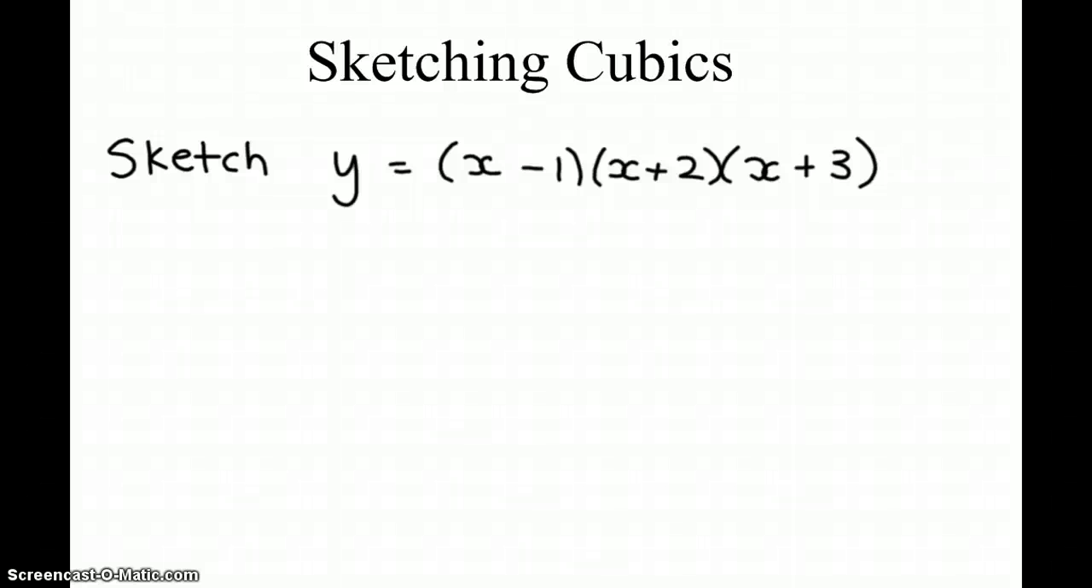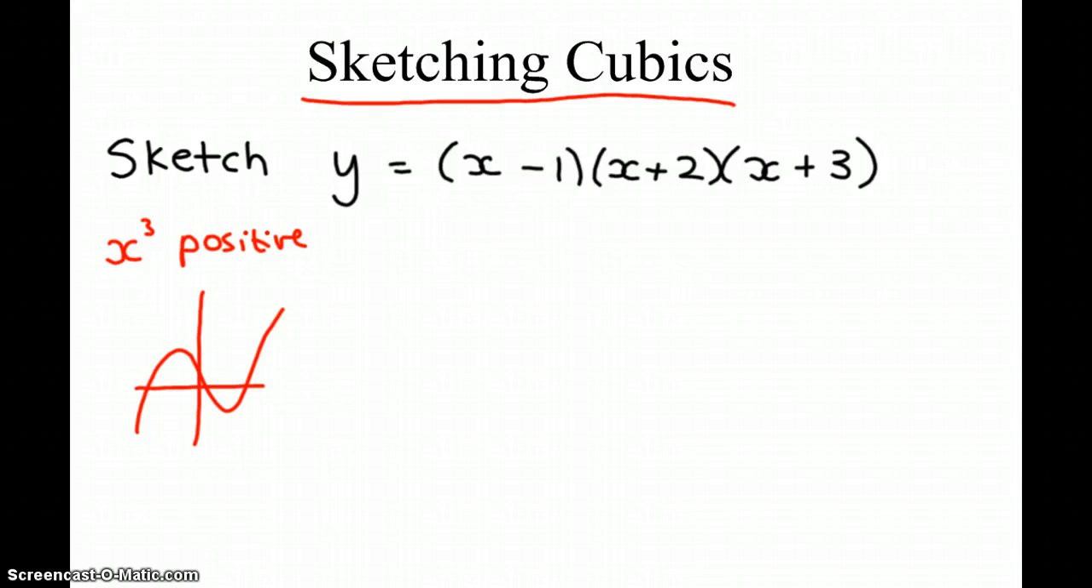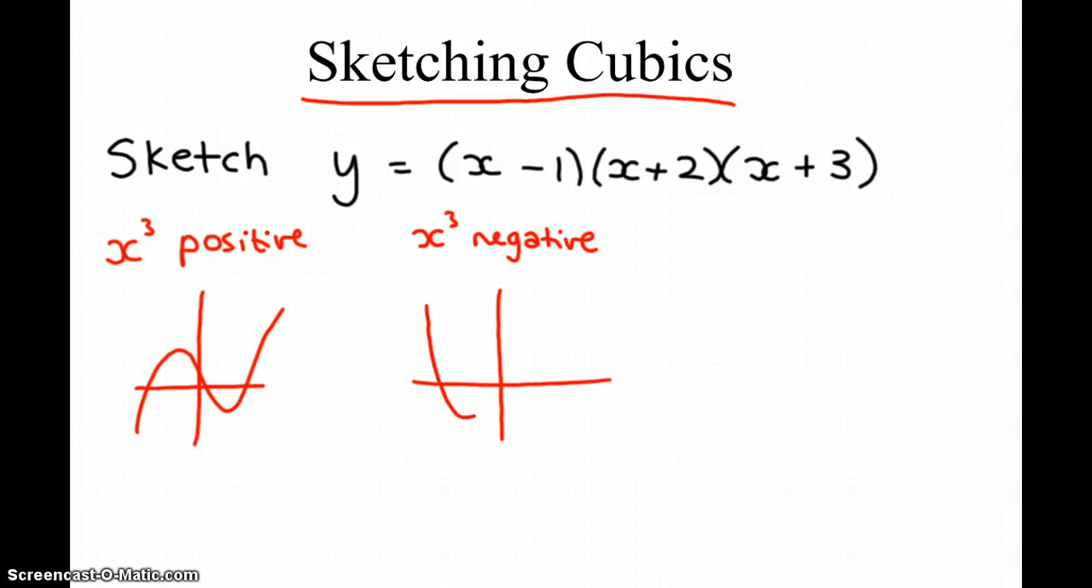Okay, so the first thing when we're sketching cubics is to think about what shape they're going to be. So I know that if I'm going to sketch a cubic graph, if I've got a positive x cubed term, then my graph is going to be that shape. And if the x cubed term is negative, then I know that it's going to be that shape.